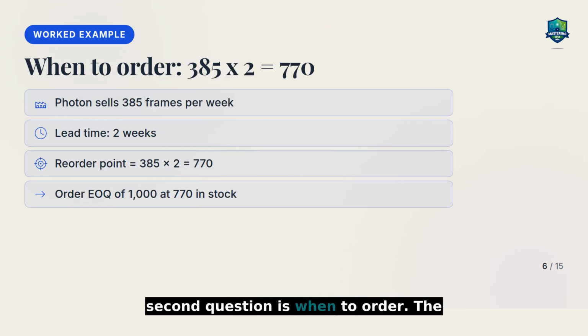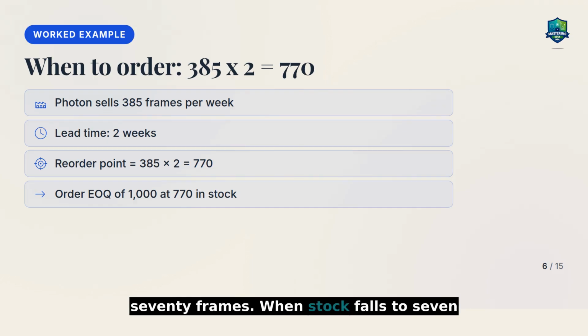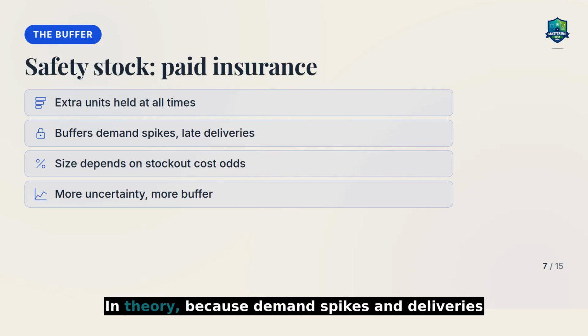The second question is when to order. The reorder point is units sold per period times the purchase order lead time. The textbook stays with Photon, which uses 20,000 copier frames a year, about 385 per week. Lead time is 2 weeks, so the reorder point is 385 times 2, 770 frames. When stock falls to 770, Photon places its EOQ order of 1,000, and the new frames arrive just as the bin empties. In theory. Because demand spikes and deliveries run late.